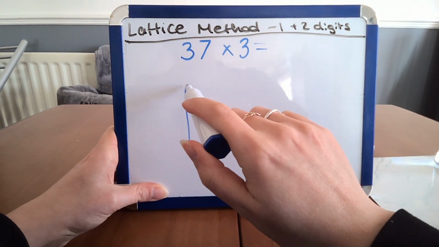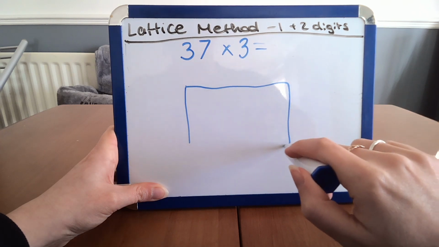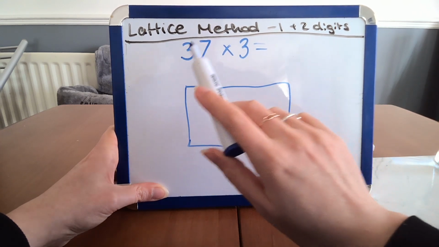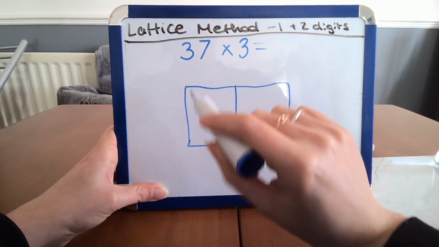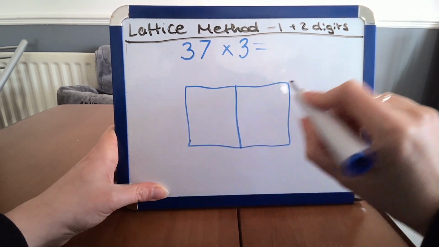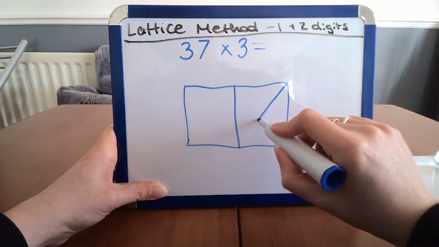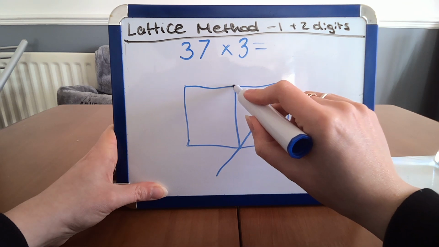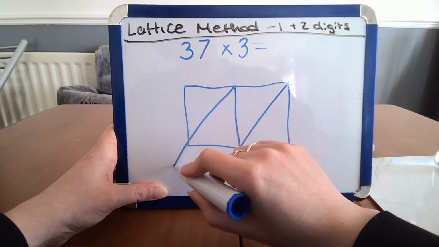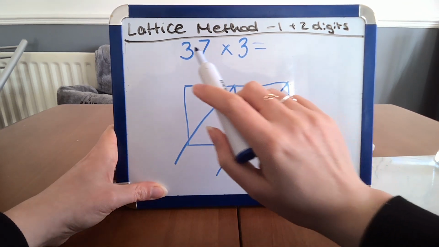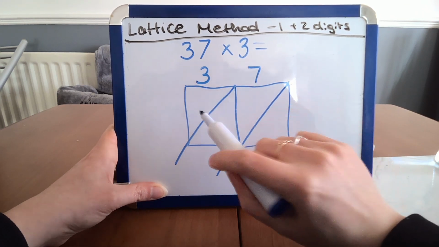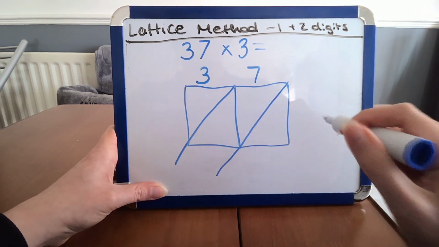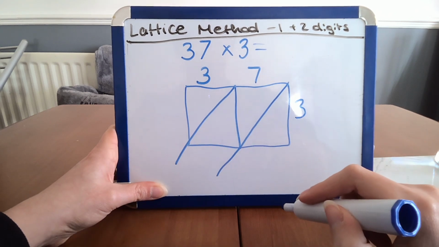So I start with my rectangle. Because this is 2 digits, I'm going to split it in half. I then split these into half diagonally. And then I place my numbers. So my 2-digit number gets separated into 3 and 7, so 30 and 7. And my 3 goes here.